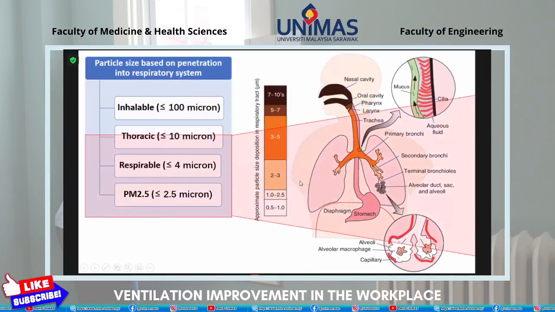If you look at this diagram, those thoracic particles, less than 10 micron, can penetrate down into our trachea, bronchus, and down into the alveoli. Typically, particulate matter less than 2.5 micron can actually penetrate into the alveoli, and this is where lower respiratory tract infection occurs.